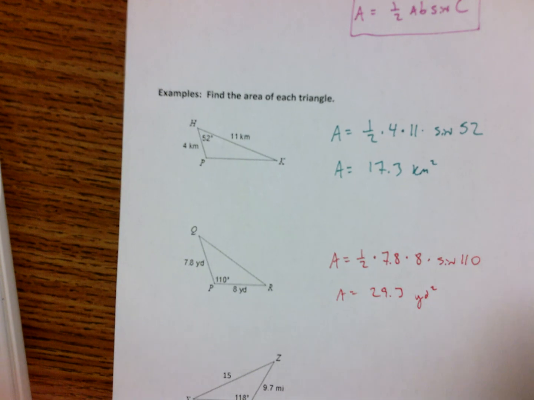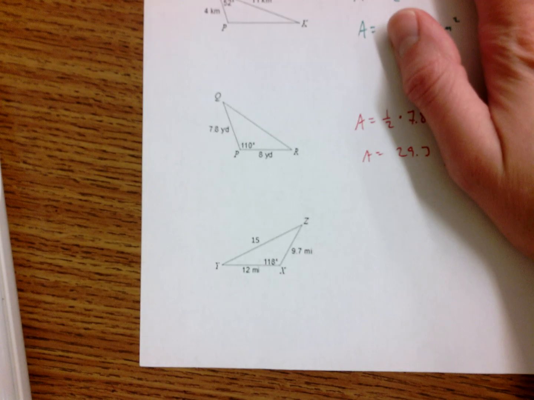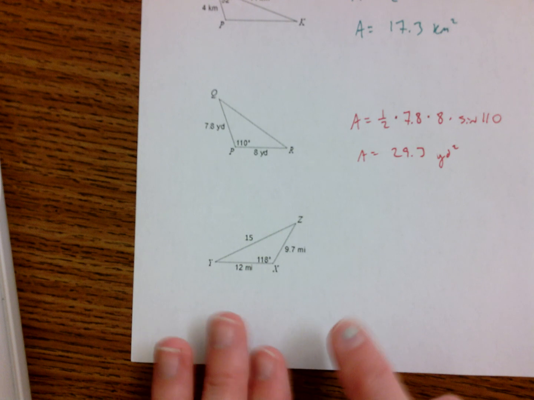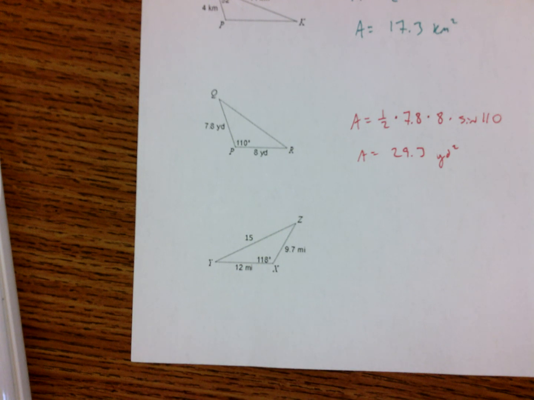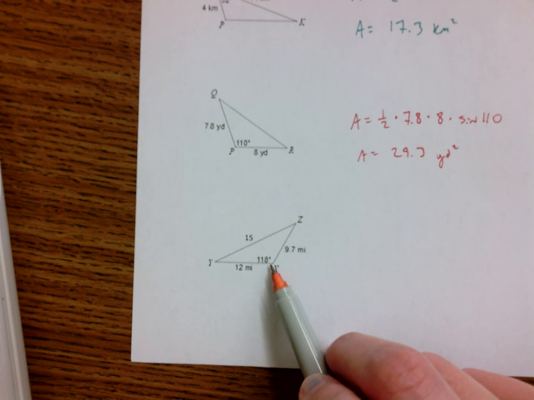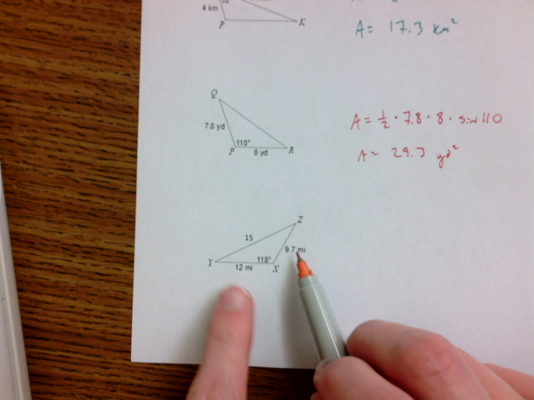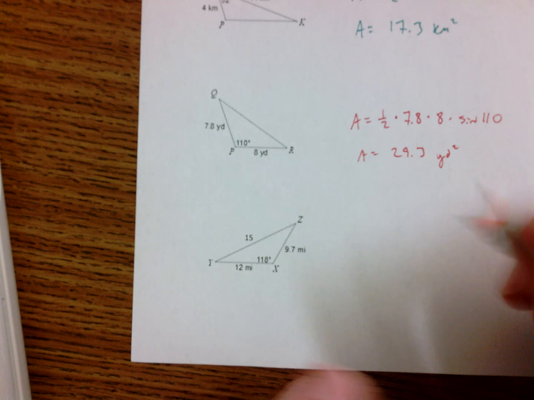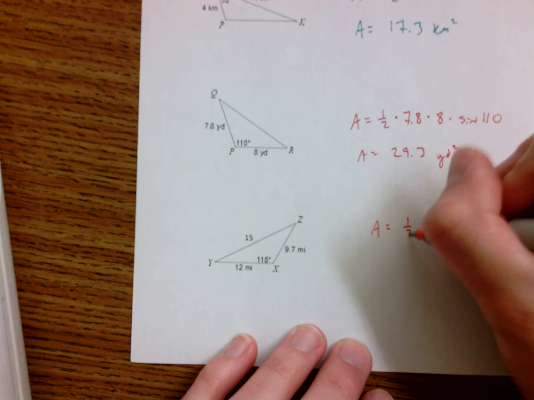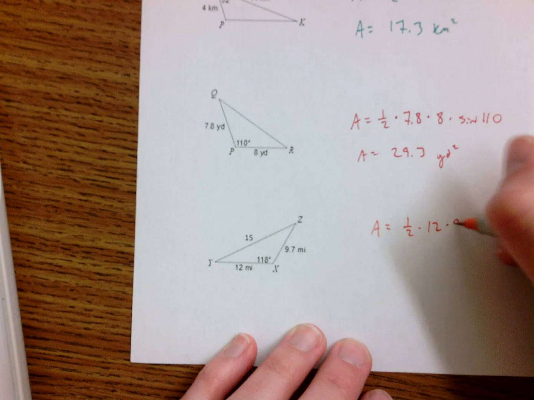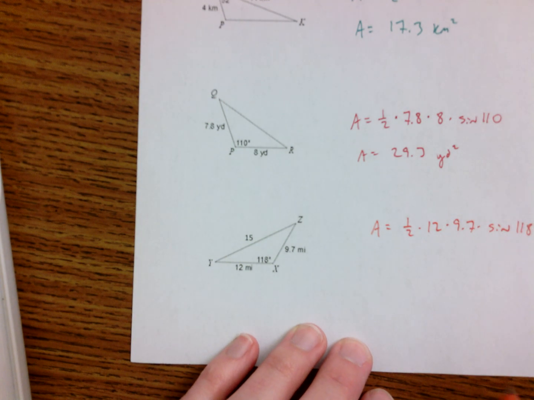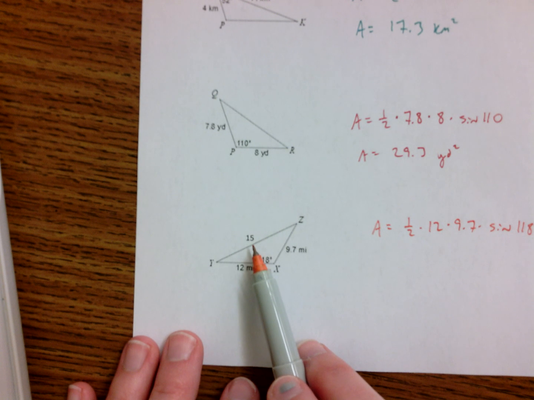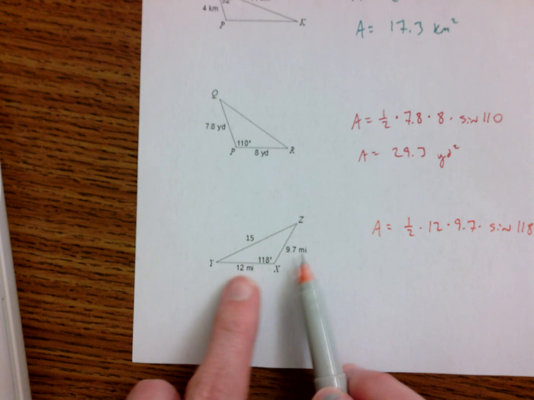All right, and then last one. So this guy down here, now this again, you got to be paying attention to which sides you're going to use, right? So it always needs to be the product of two sides and then the angle between them. So this is the angle that's been given to me. So I need to make sure I use the two sides on either side of it. So I'm going to use area equals 1/2 times 12 times 9.7 times the sine of 118. And again, I know I'm not using this 15 because it's not on either side of the angle.